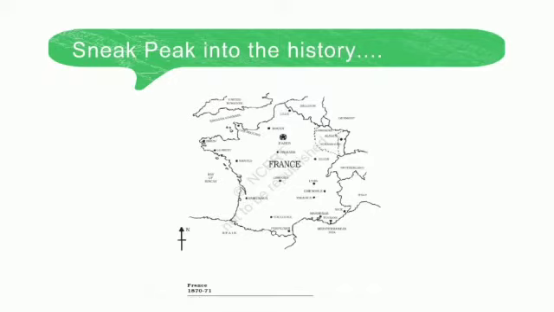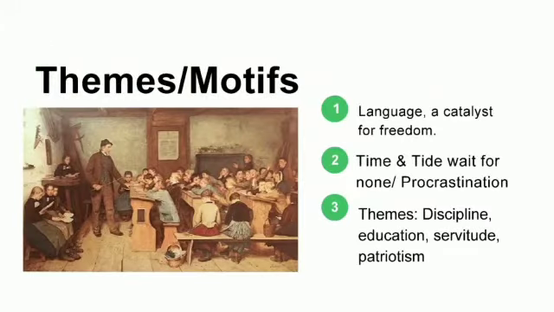Now let's look at what could be the possible themes and motifs used in the lesson. You would see the concept of procrastination. You would see how language is a catalyst for freedom. Catalyst means an agent. You will see the themes of discipline, education, servitude and patriotism. All these traces can be found in the entire lesson.